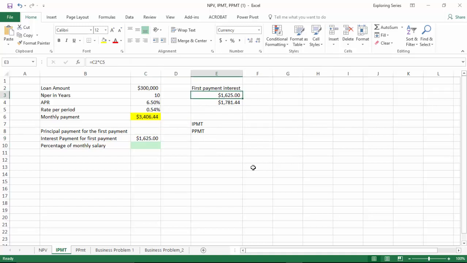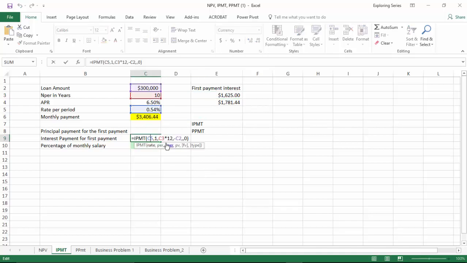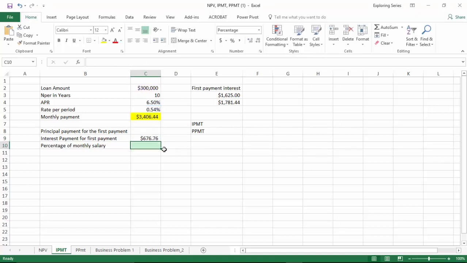When we did this manually, we got 1,625. So you're probably asking, well, what's the benefit of the IPMT function over the PMT function, or over manually calculating it? Well, the advantage is if I want to quickly evaluate, say, the 80th payment, all I have to do is change the period from 1 to 80. And it's going to tell me that on the 80th payment, my interest is $676.76. If I wanted to do that this way, it would require some significant math. So we'd have to do 80 different calculations in order to get down to this. It'd be pretty complicated.